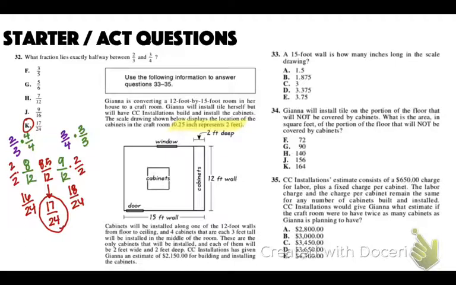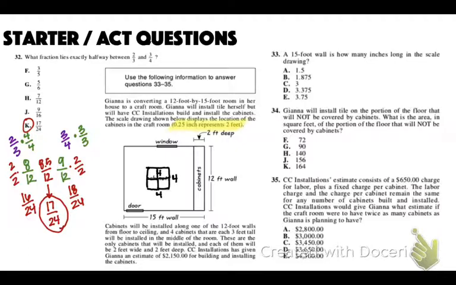Cabinets will be installed along one of the 12-foot walls from floor to ceiling. The 4 cabinets that are each 3 feet tall will be installed in the middle of the room. So there's 4 cabinets here. These are the only cabinets that will be installed. Each of them will be 2 feet wide and 2 feet deep. So that's going to be 2 by 2 for each of these. Okay. So really, if that's 2 feet by 2 feet, this is going to end up being 4 by 4.